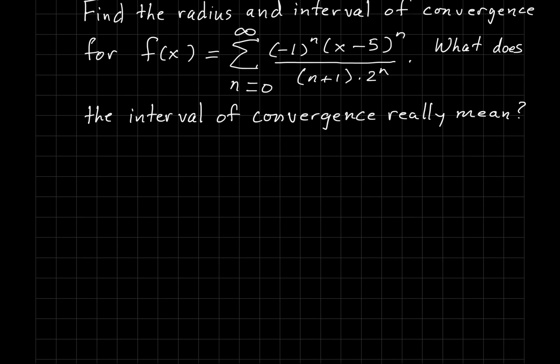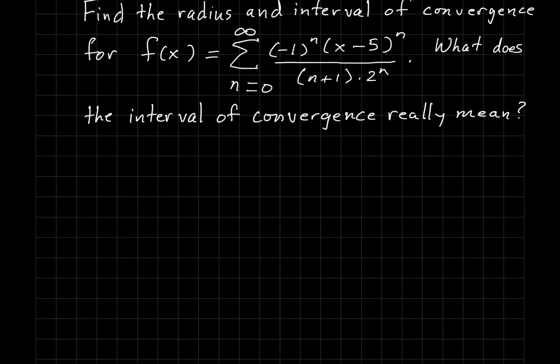Consider a function f of x which equals the sum of (-1)^n times (x minus 5)^n all over (n plus 1) times 2^n. We want to find the radius and interval of convergence and say, what does the interval of convergence really mean? So I'm going to preface this last question right now. We'll get back to it.